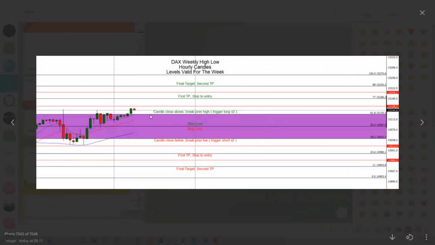On the DAX weekly high low, we did get that trigger long this morning. So we are currently now, and that is valid because 8 is above 21, above 50. Trend is up. So for now, we're aiming for that 77 first TP, 89 second TP, and stop loss being at the 50. Remember, guys, same rules apply with the red lines.